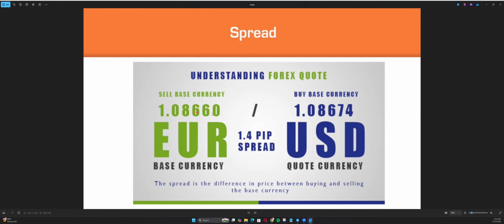So if you take out this number and subtract it from here, you're going to get a 1.4 pip spread. Okay, so that is what spread is. Spread is the difference in price between the buying and the selling of the base currency. All right, so if that is established, let's move forward.